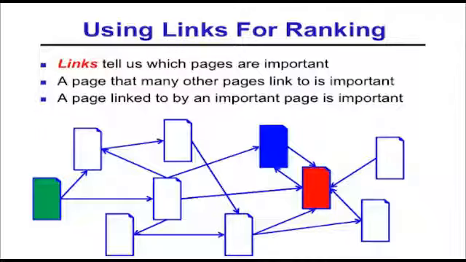So let me ask you a question. This diagram here is a representation of a set of web pages linking to each other. Every rectangle is a web page, and every arrow is a link from one page to the other. If you look at this diagram and look at the red page and the green page, which of these 2 is important? Is red more important or green more important?